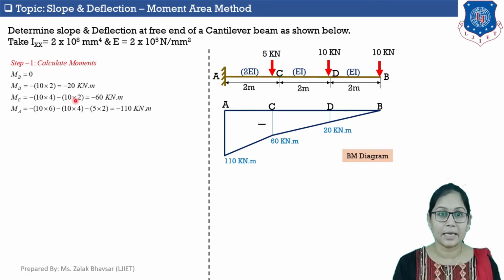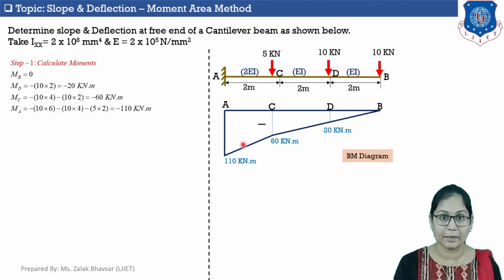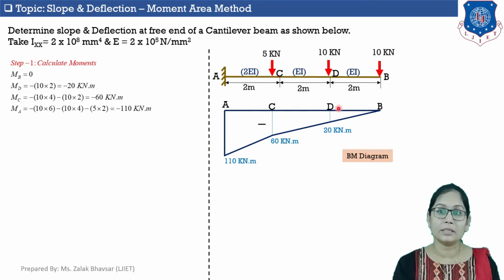Similarly, moment at C is minus 60 kilonewton into meter. Again, in between points C and D, there is no load, so bending moment diagram will be straight inclined line. Similarly, at point A, moment is minus 110 kilonewton into meter. Again, in between point A and C, there is no load, so bending moment diagram is straight inclined line. Okay, so this is bending moment diagram.